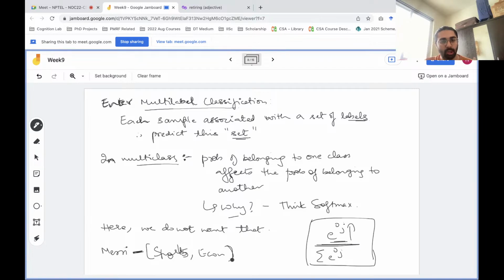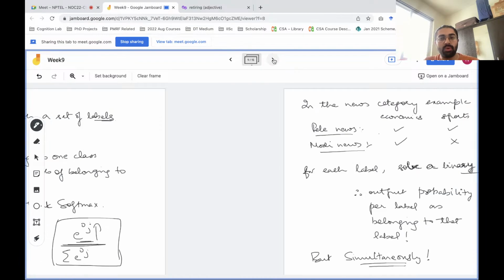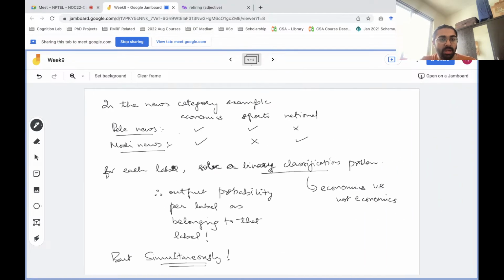We're saying that sports and economics both are equally likely here. So don't choose among them, but rather treat them in some way independently, right? So that basically comes up here, right? So for example, let's say some PLA news, some Modi news, for example.